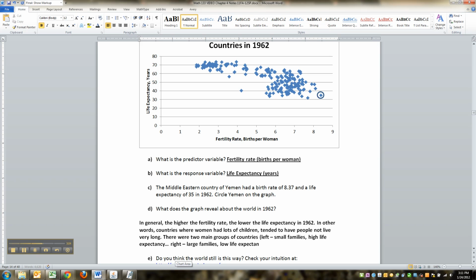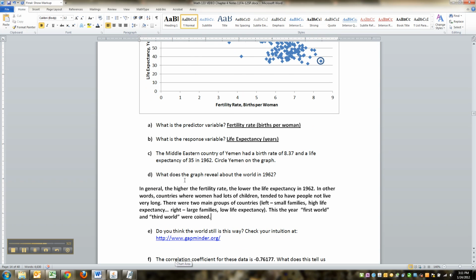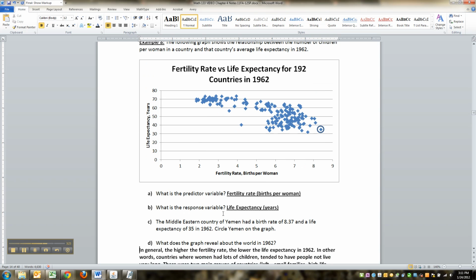And in this year, by the way, this is the year the phrases first world and third world were coined. And you can see why, because in 1962, it made a lot of sense. There really was a first world and a third world. Here's the first world over here on the left: European countries, the US, Canada. High life expectancy, low fertility rate. And there's the third world over here in this clump. And then the second world was usually the Soviet bloc, which is kind of in the middle.